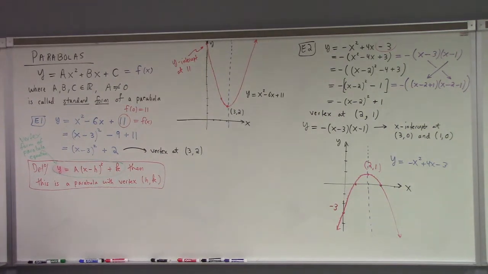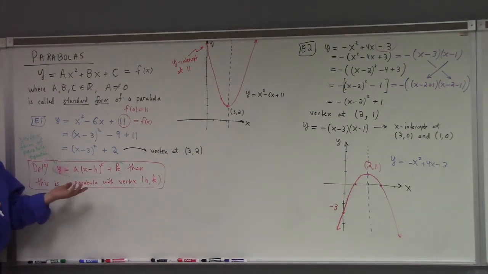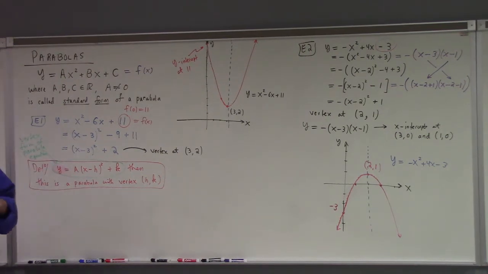So how should we find the vertex of a parabola? All we've got to do is complete the square and compare to the vertex form. Now, in the previous section, somebody asked me, is there a way I can find the vertex without completing the square? There is, in fact. Let's work that out.